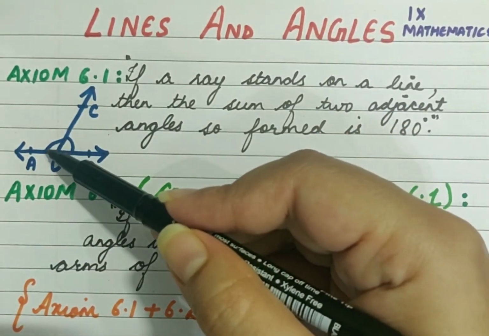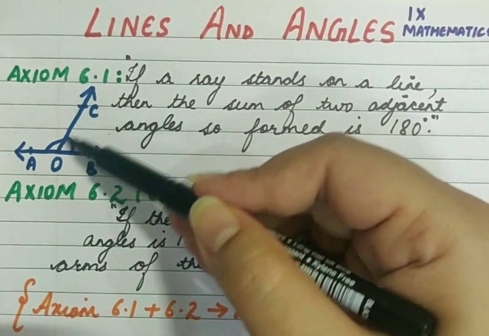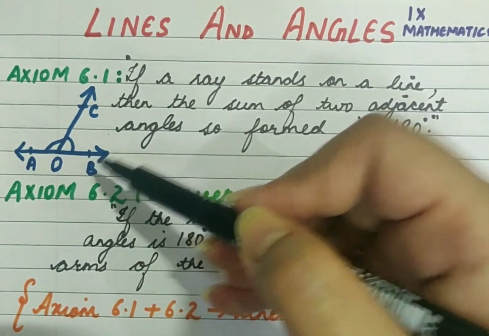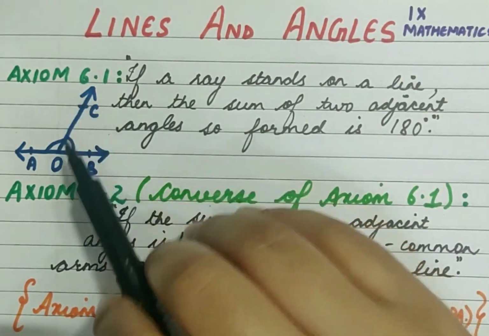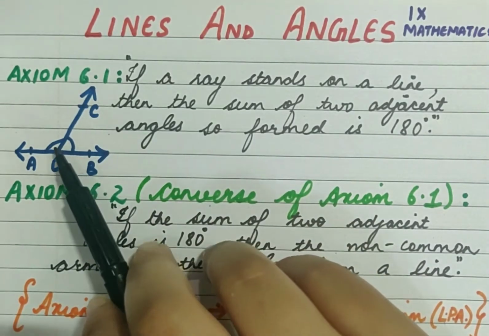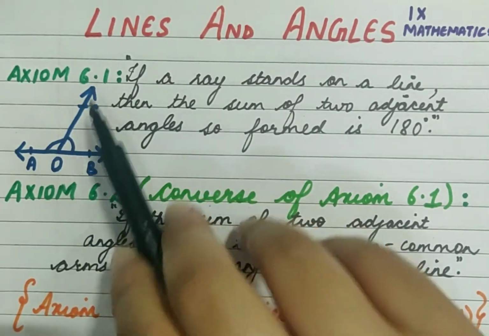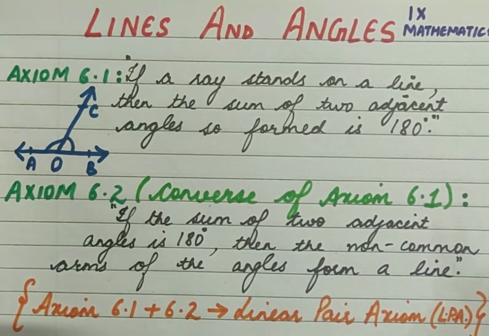That means angle AOC and angle COB will sum up to 180 degrees, as AOC and BOC are adjacent angles. So they will sum up to 180 degrees according to axiom 6.1.